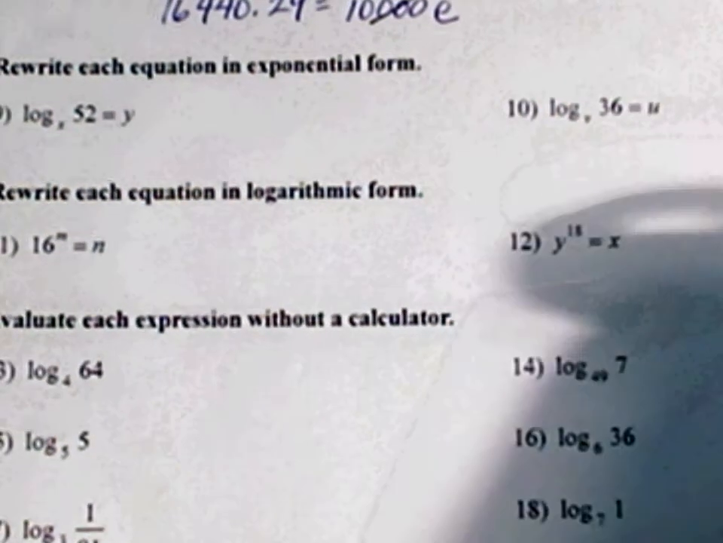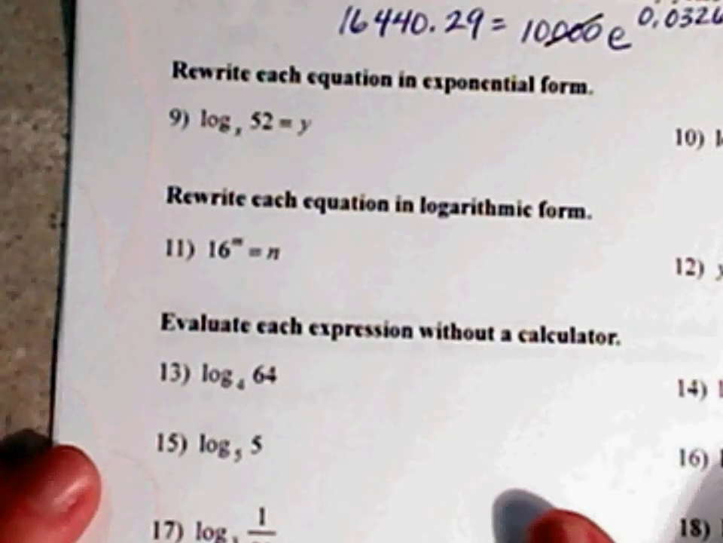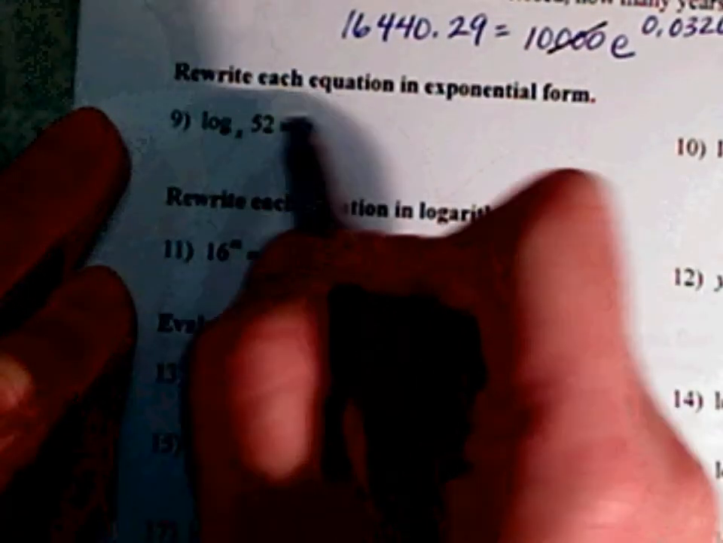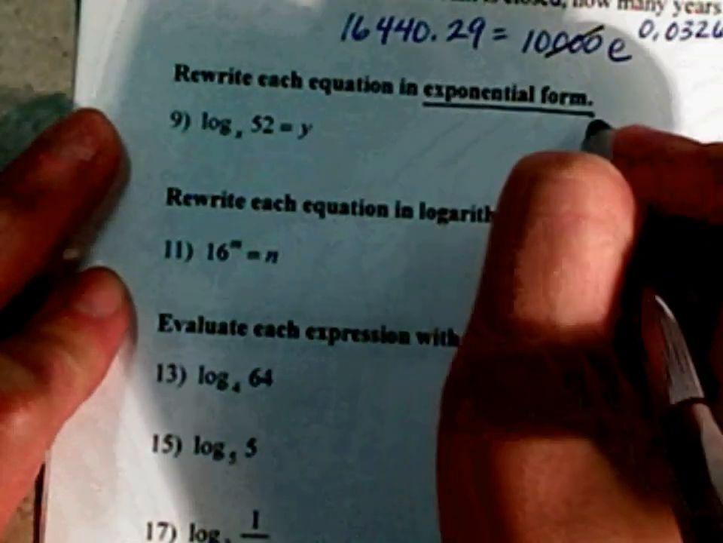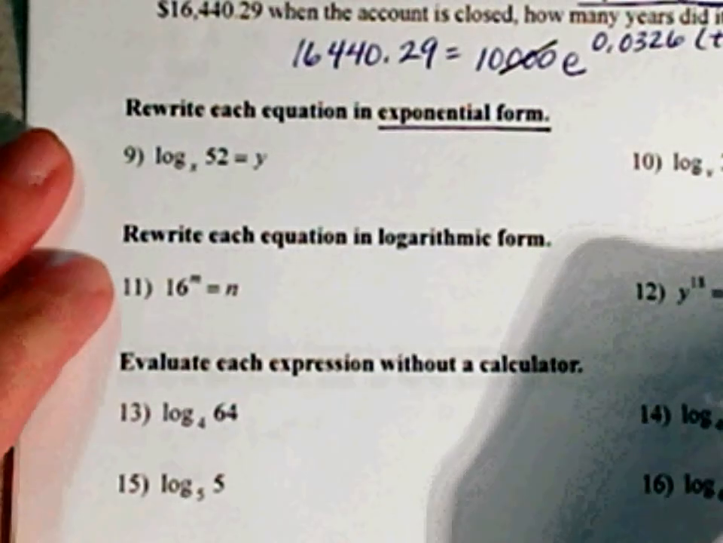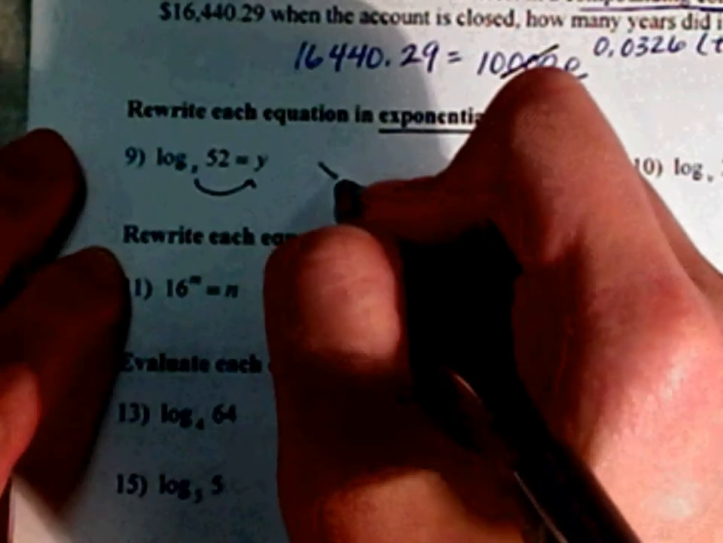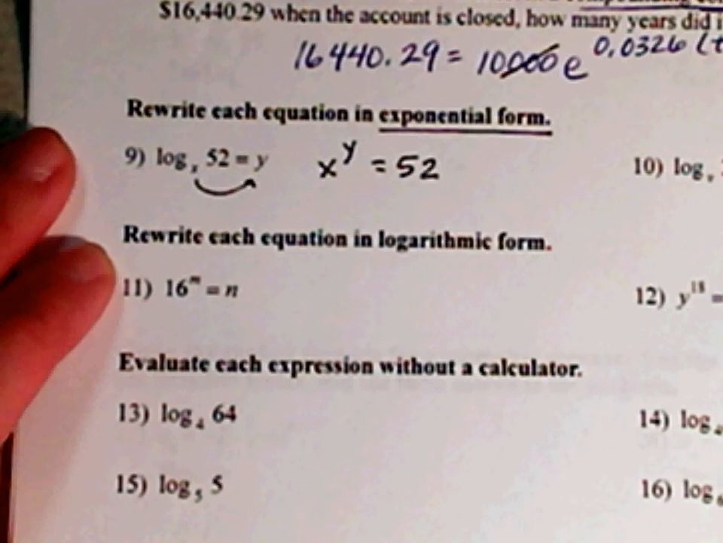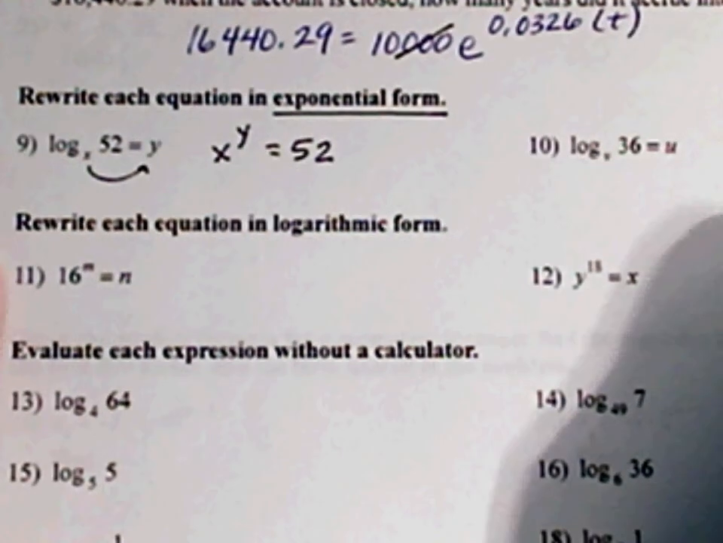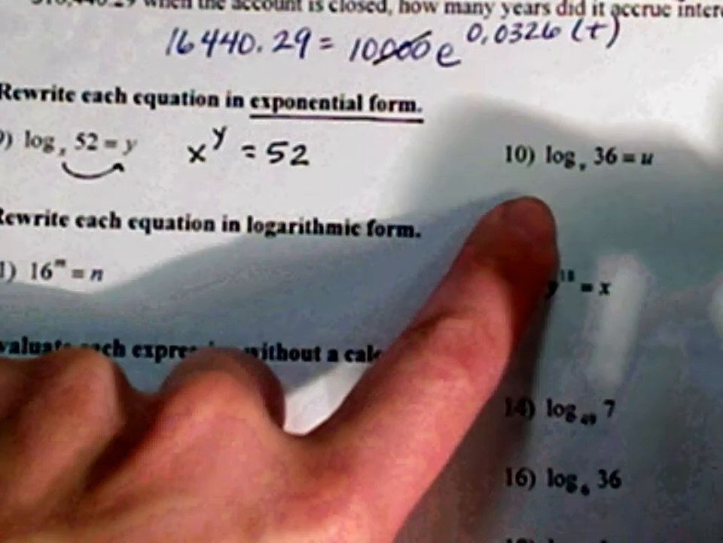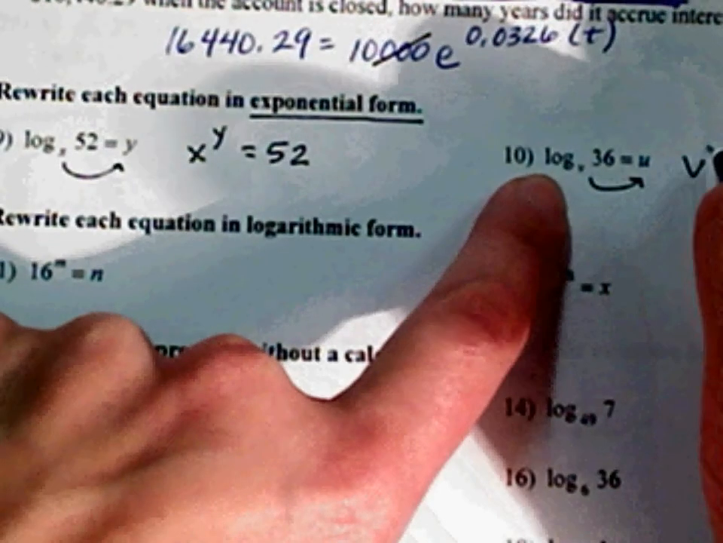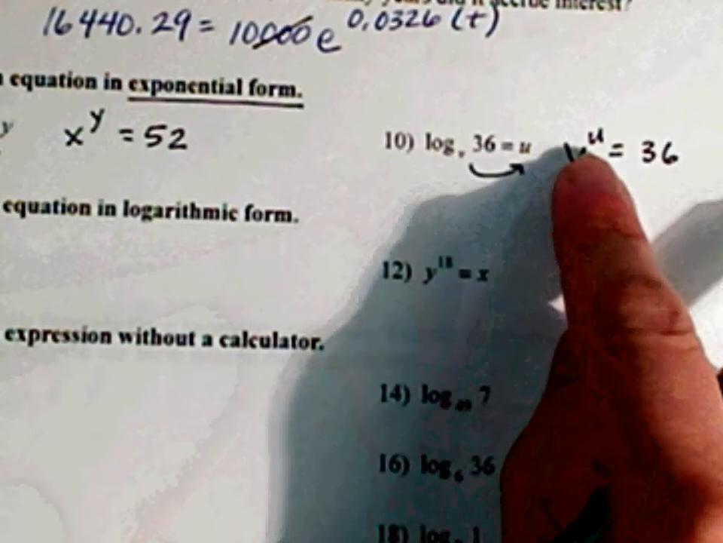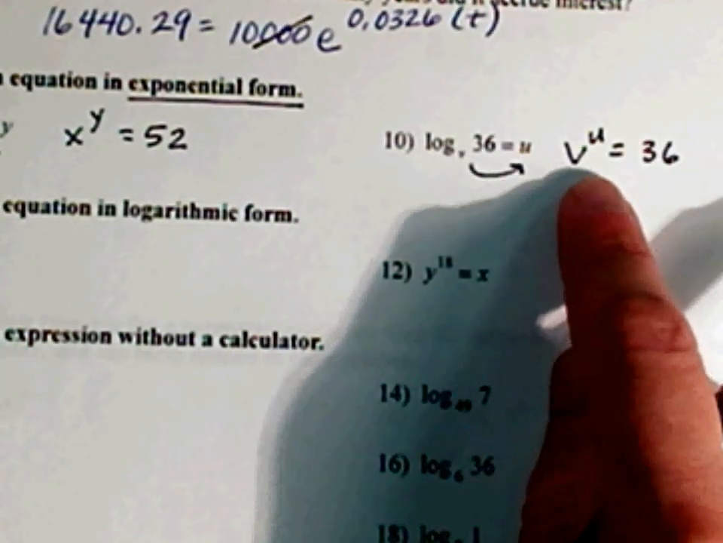Now the second part of this page 2, I'm going to go pretty fast. You guys ready? Number 9 says, rewrite in exponential form. You ready? X to the y is equal to 52. Got that? Okay? Number 10. V to the u is equal to 36. Please make your exponent look like an exponent. I don't want to see it look like v times u. Guys got that? Raise it up a little bit.